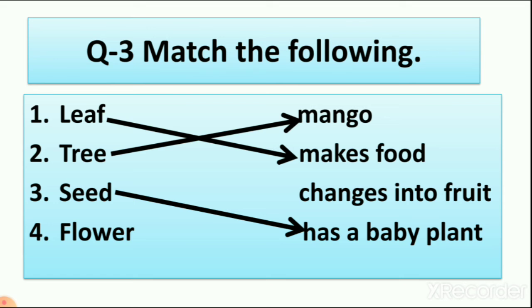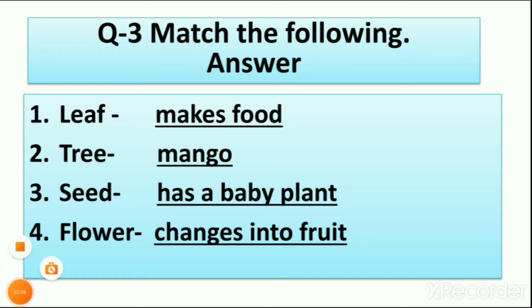And last one is flower. So as we know that flower changes into the fruit. So we joined leaf with makes food, tree with mango, seed with has a baby plant, and flower with changes into the fruit. So now you can see here I write answers. Leaf makes food, tree is mango, seed has a baby plant, and flower changes into the fruit. So here match the following with answer.